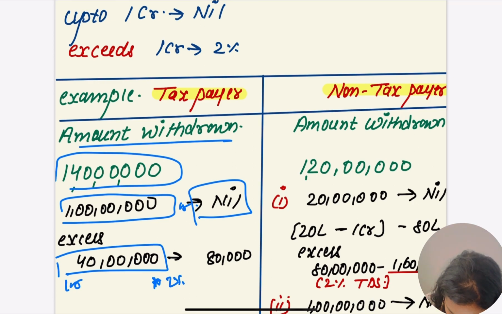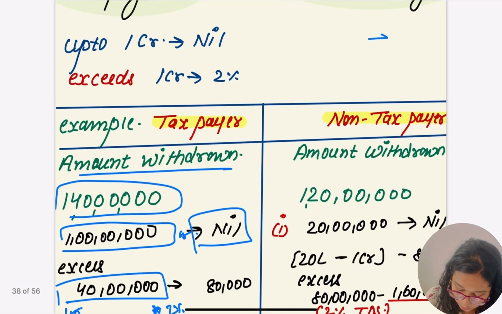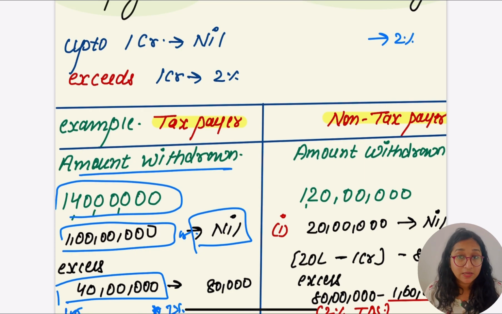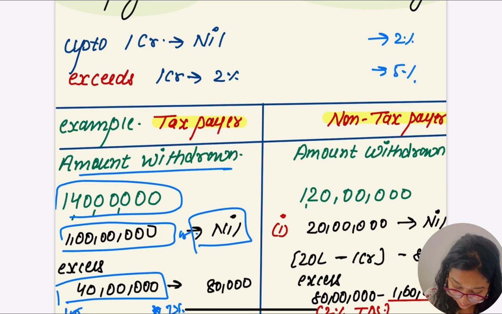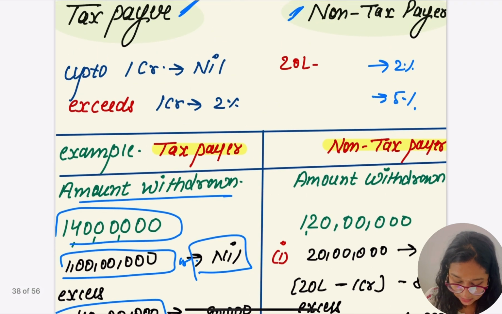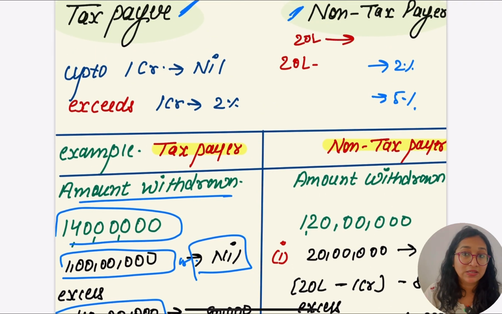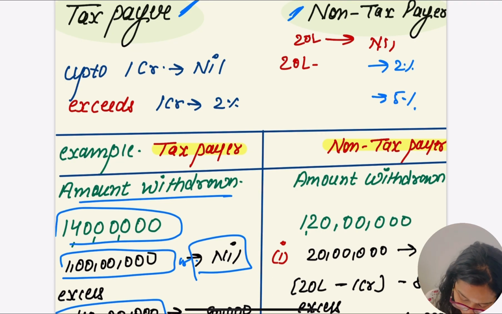First is 2%, second is going to be 5%. Now tell me, 2% is from how much limit? If the amount exceeds 20 lakh. First of all, if it's up to 20 lakh, in that case nil, there is no TDS applicability. But what if it exceeds 20 lakh, and what is up to the limit? That is going to be 1 crore.